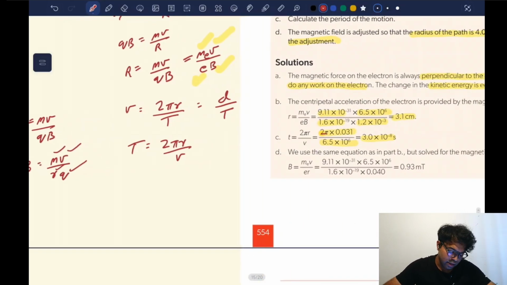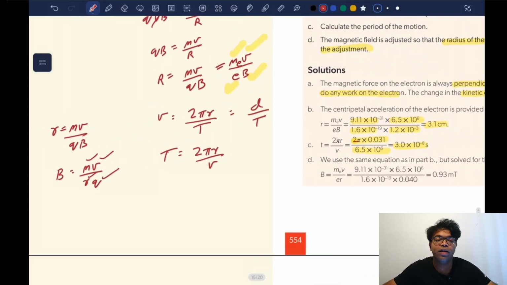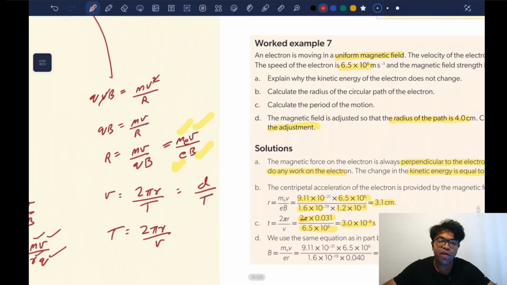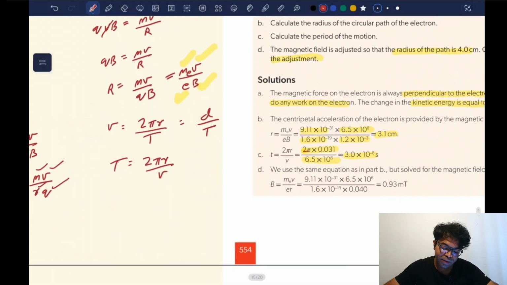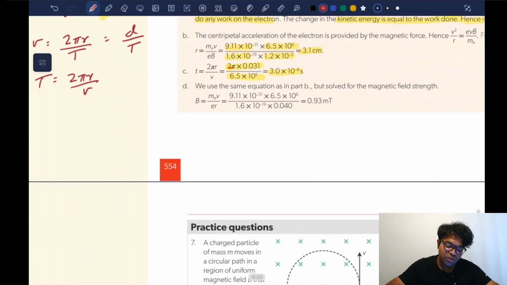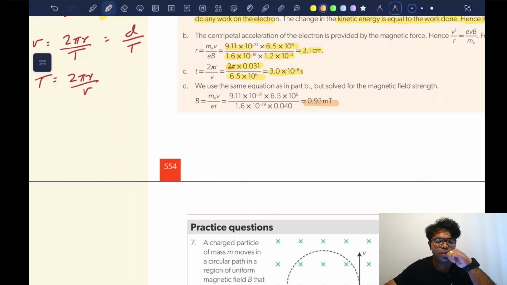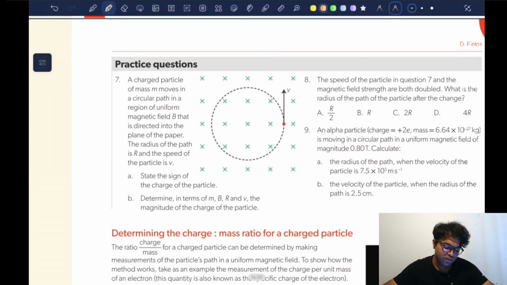Okay, so the mass is how much? 9.1 into 10 to the power minus 31 kgs. The velocity is how much? 6.5 into 10 to the power 6 meters per second. Then you have the charge, 1.6 into 10 raised to the power minus 19 coulombs. And finally, the radius is 0.04 meters. So at the end, you will get what? 0.93 millitesla. That will be the final answer. Clear? Okay, let's do a practice question here.